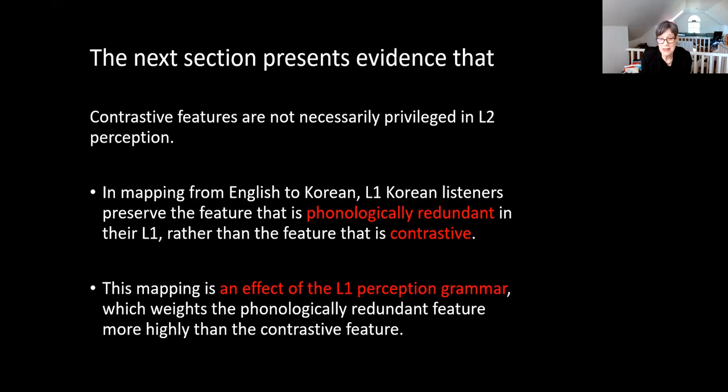of liquid contrasts. And I'm going to argue that L1 Korean listeners preserve the feature that is redundant in their L1 rather than the contrastive feature. And they do this because that's how their L1 perception grammar works.